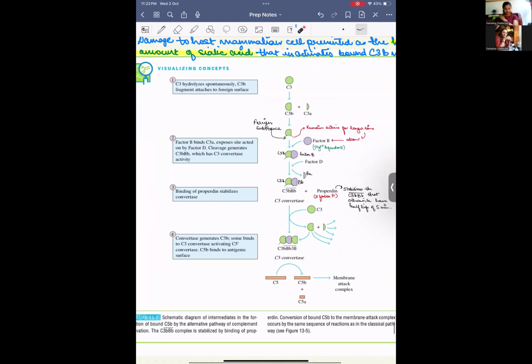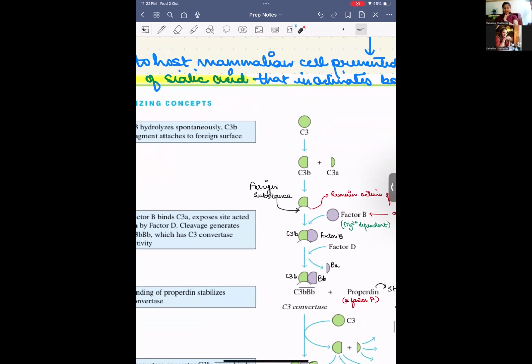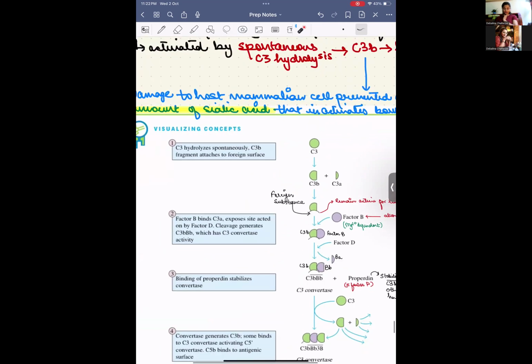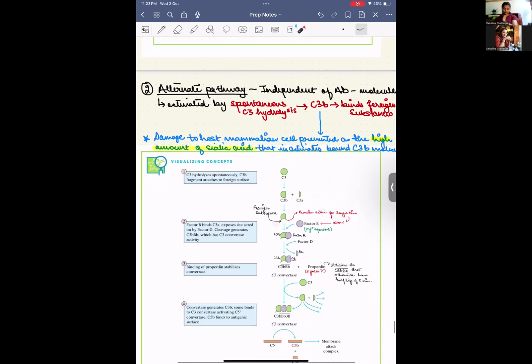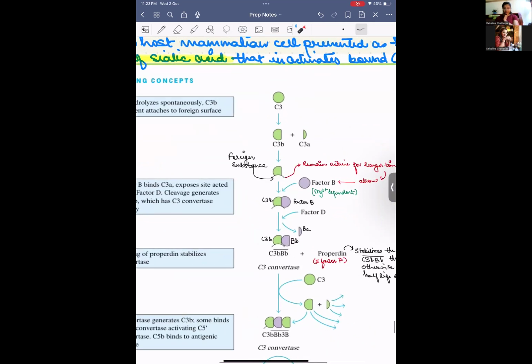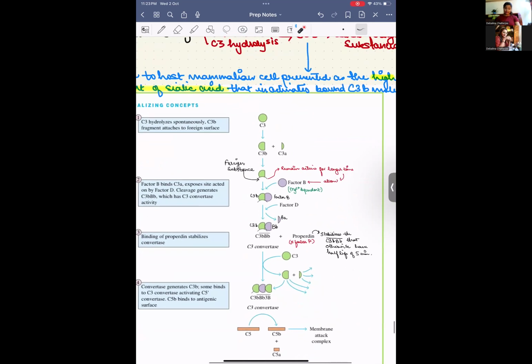Now look here. This might make it easier for you. C3 spontaneously cleaving into C3b and C3a. So C3 hydrolyzes spontaneously into the C3b fragment, which attaches to a foreign substance. Now, what if this foreign substance is not getting attached to it? If it is not getting attached, this C3b fragment disintegrates, right? But if it gets a chance to attach, this remains active for a longer time, which allows sufficient time for factor B to join the complex.